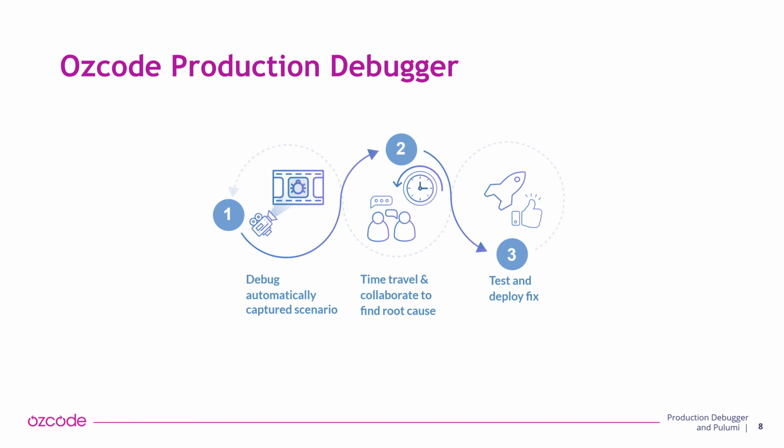So still we would end up deploying a fix, but we would save out on that whole step of doing multiple deployments just to increase logging information. So that's the idea behind the production debugger. And we're going to revisit that a little bit later so we can see a live demo of it.